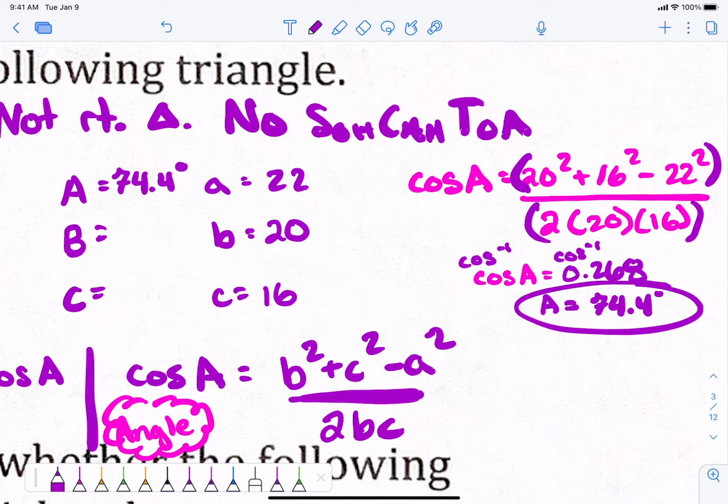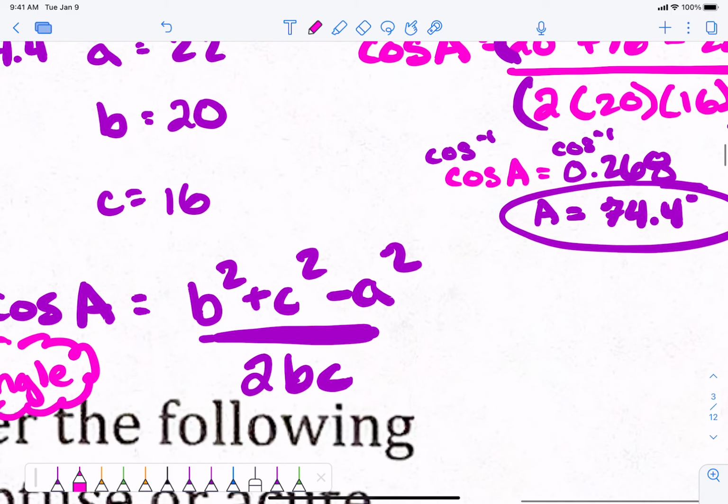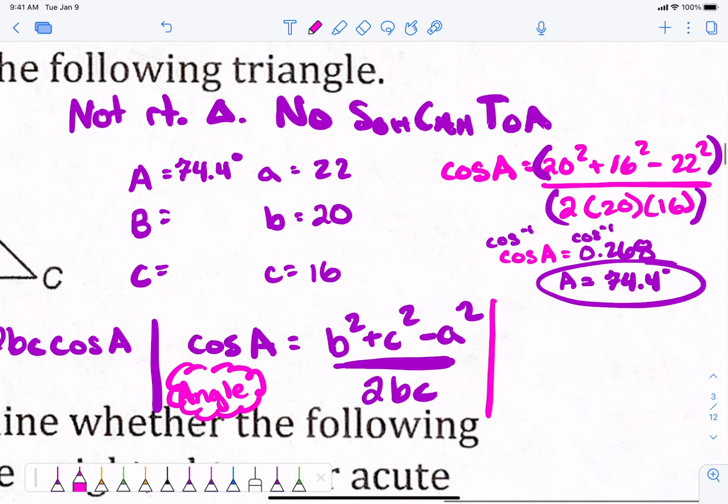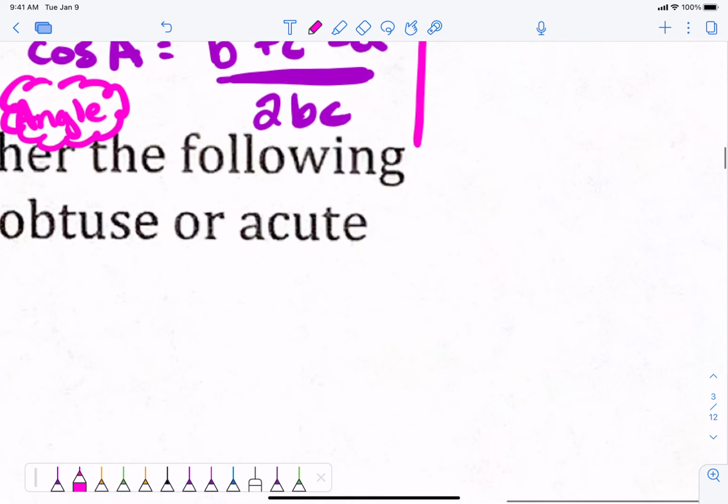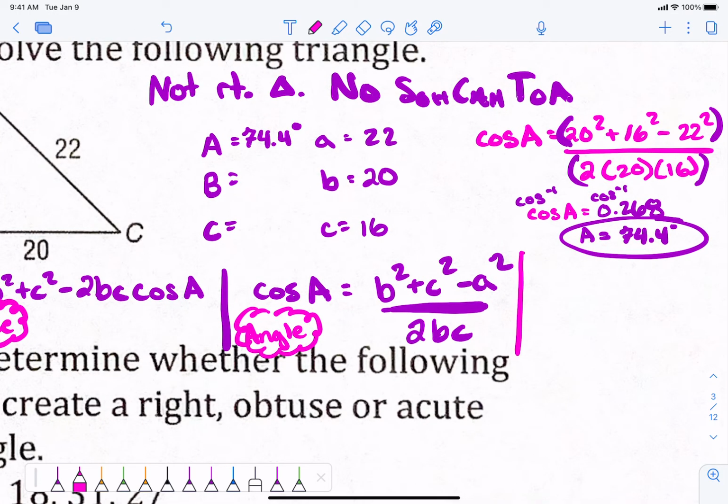All right, so 74.4. Now that we have a group, we can do the law of sines. Holy cow, I'm running out of room. I'm going to write down over here because we don't need that much room for the next one. The law of sines is really quick. So we have sine A over A equals sine B over B.